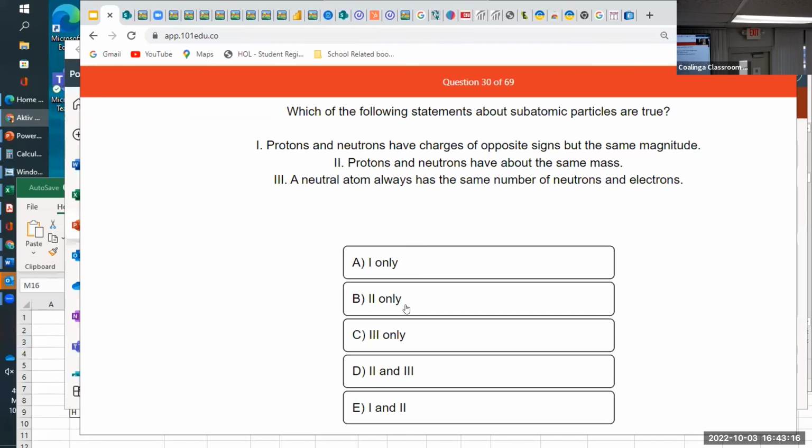Okay, we're looking for the one that is true, right? So which one of these statements are true? We'll just put true by it. Is statement 1 true? Protons and neutrons have charges of opposite signs but the same magnitude. Is that true? Okay, you say it's false and you say it's true.